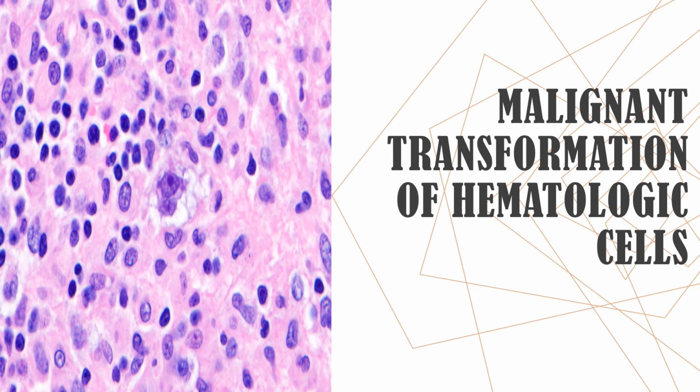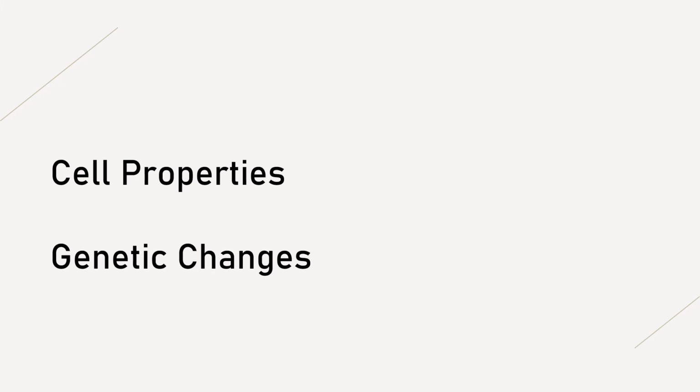But in this topic, we will be discussing mostly lymphoid origins. So in immunoproliferative disorders, or in malignant transformation of hematologic or lymphoid cells, cell properties and genetic changes happen. The malignancy that occurs reflects the result of initially normal processes in which the main regulatory steps to control the level of cell proliferation have failed.